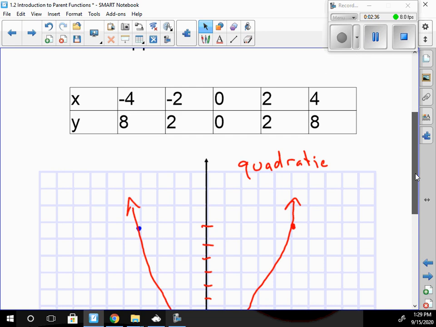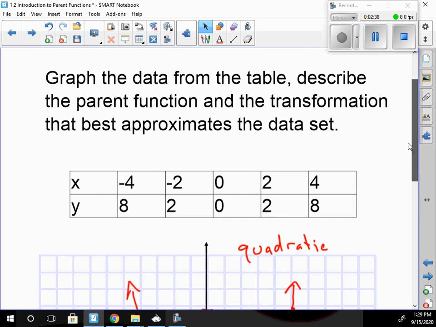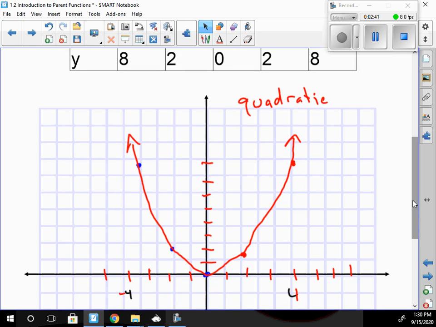Now we need to figure out how it's being altered, right? It says the transformation that best approximates the data set. So if we're trying to figure out how that's being altered, we need to know what the original one looks like. So if I put x squared in, I'm going to find out that it comes up to 1, 1 and -1, 1. Goes over to 2, comes up to 4, over to -2 and up to 4. Then at 3, it goes up to 9. And in -3, it goes up to 9.